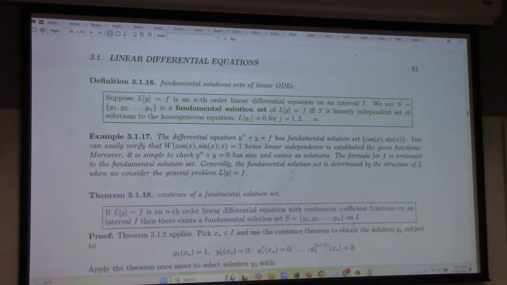Now, last time we started going over the theory of the nth order differential equation, and we'll wrap it up here. It won't take us long.